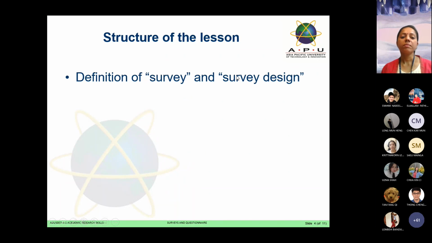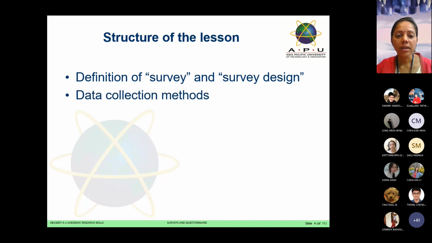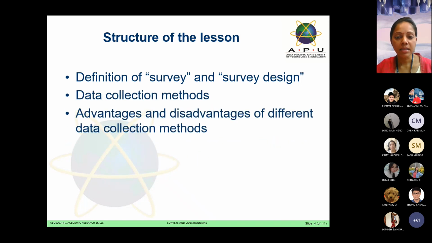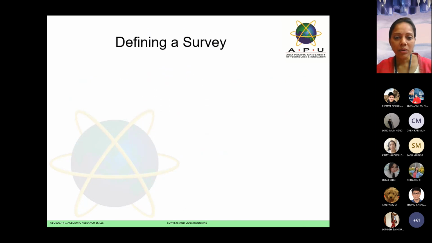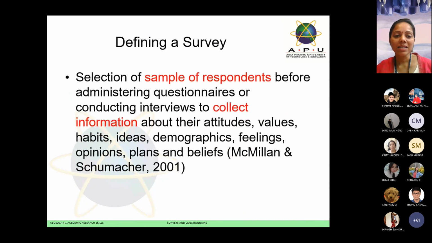So what do we mean by survey? What is the definition of survey or survey design? We're going to look at that. We're going to look at data collection methods, and the advantages and disadvantages of different data collection methods. We will look at different types of questions. And what is a survey? A survey is basically a selection of a sample of respondents before administering a questionnaire or conducting interviews to collect information.